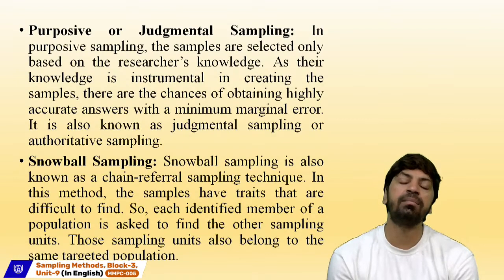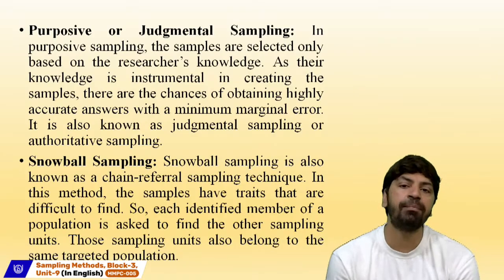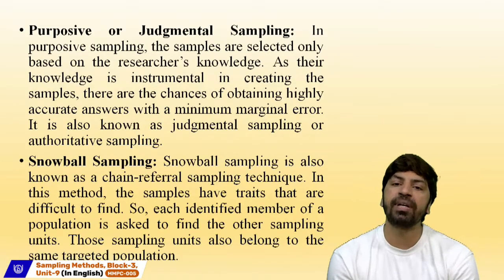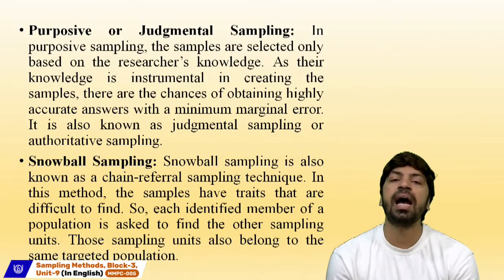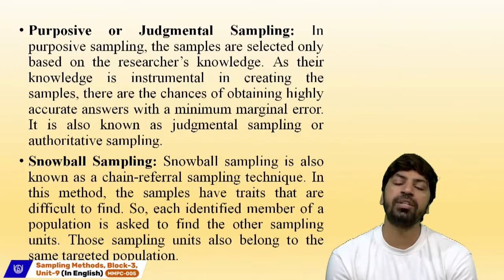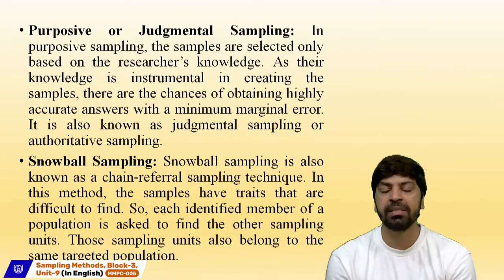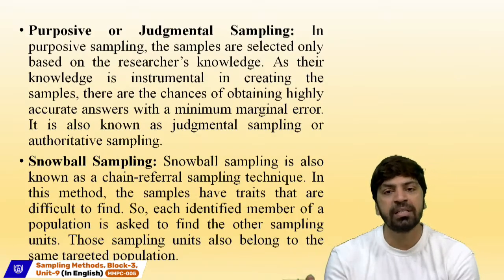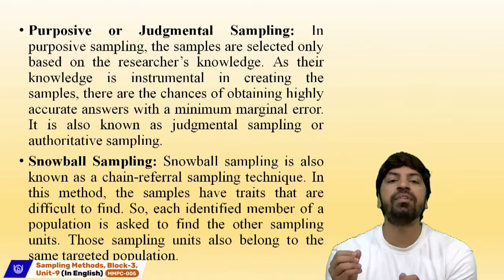The next type is snowball sampling. Snowball sampling is also called the chain referral sampling technique, and in this method the samples have traits that are difficult to find. So each identified member of the population is asked to find other sampling units. That means it's through friends, relatives, then relatives to relatives, then relatives to their relatives. This is called chain referral sampling.